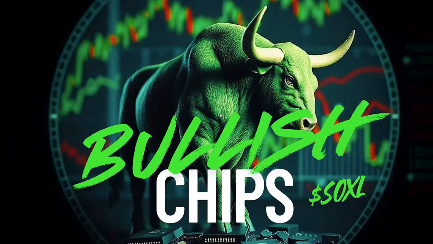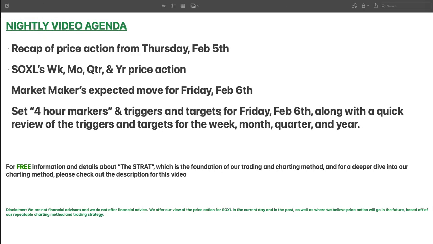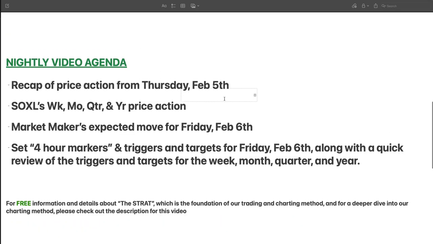And let's go ahead and take a look at the agenda for today. First, we'll go ahead and recap the price action from Thursday, February 5th. And we'll zoom out like we always do, look at the week, month, quarter, and year price action. Then we will take a look at the market maker's expected move for Friday, February 6th. And then finally, we will zoom back in to set our 4-hour markers and the triggers and targets for Friday, February 6th. Then we'll do a quick review of the triggers and targets for the week, month, quarter, and year as well.